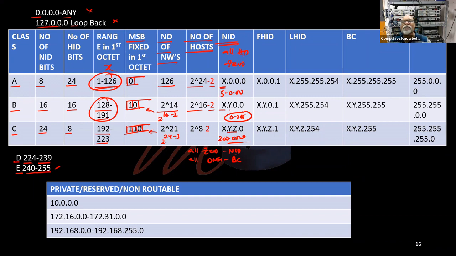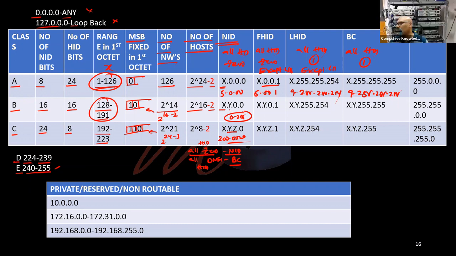Any example, keep writing more examples, you learn it. First host ID, say this. All host ID bits are zeros is the network. All host ID bits are ones is the broadcast. First host ID: all host ID bits are zeros except the LSB. Last host ID: all host ID bits are ones except the LSB. See this? All zeros with 1 is 5.0.0.1. And 9.255.255.254. If it is 9.255.255.255, that is broadcast. All host ID bits are ones. Can you see that? Yes, sir.